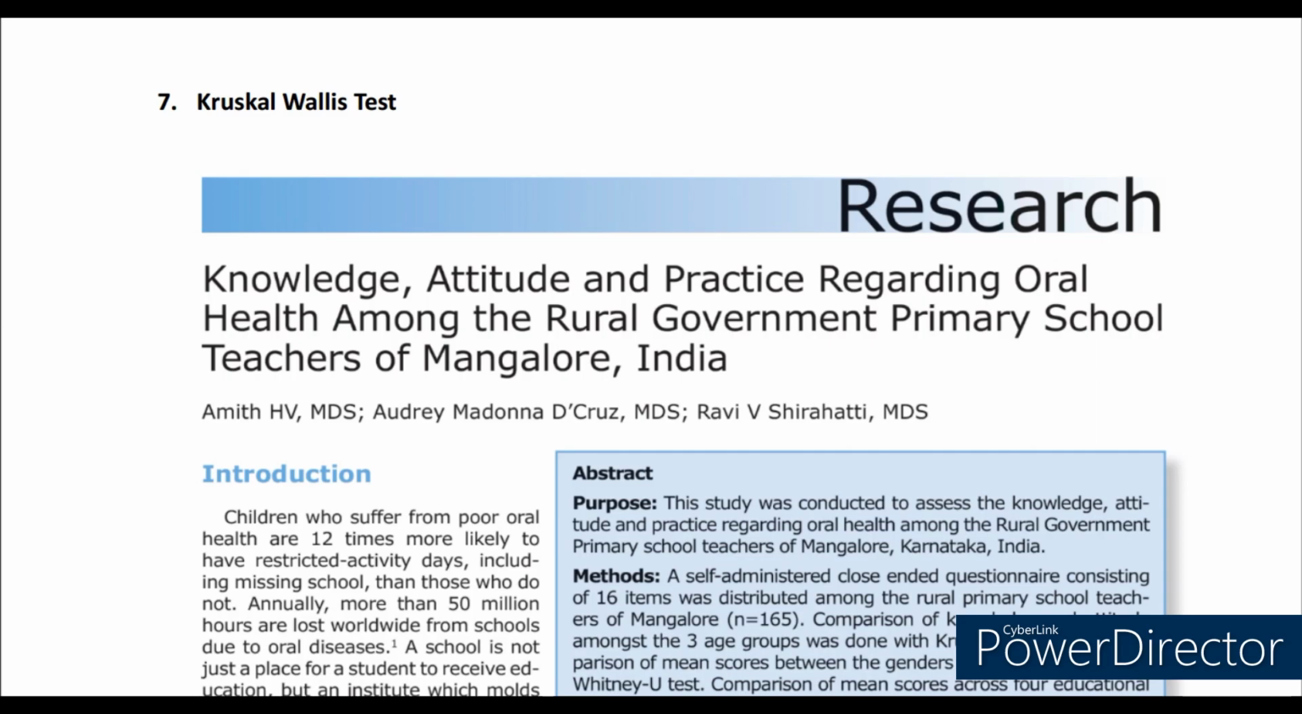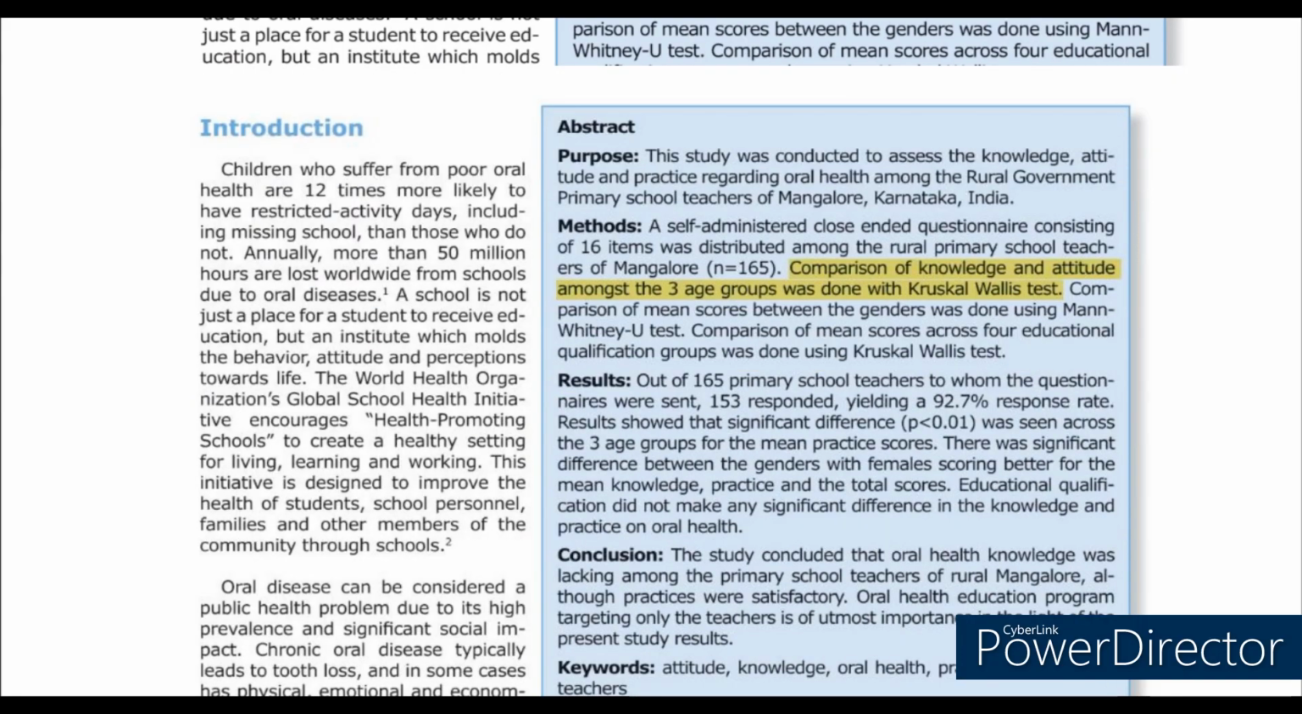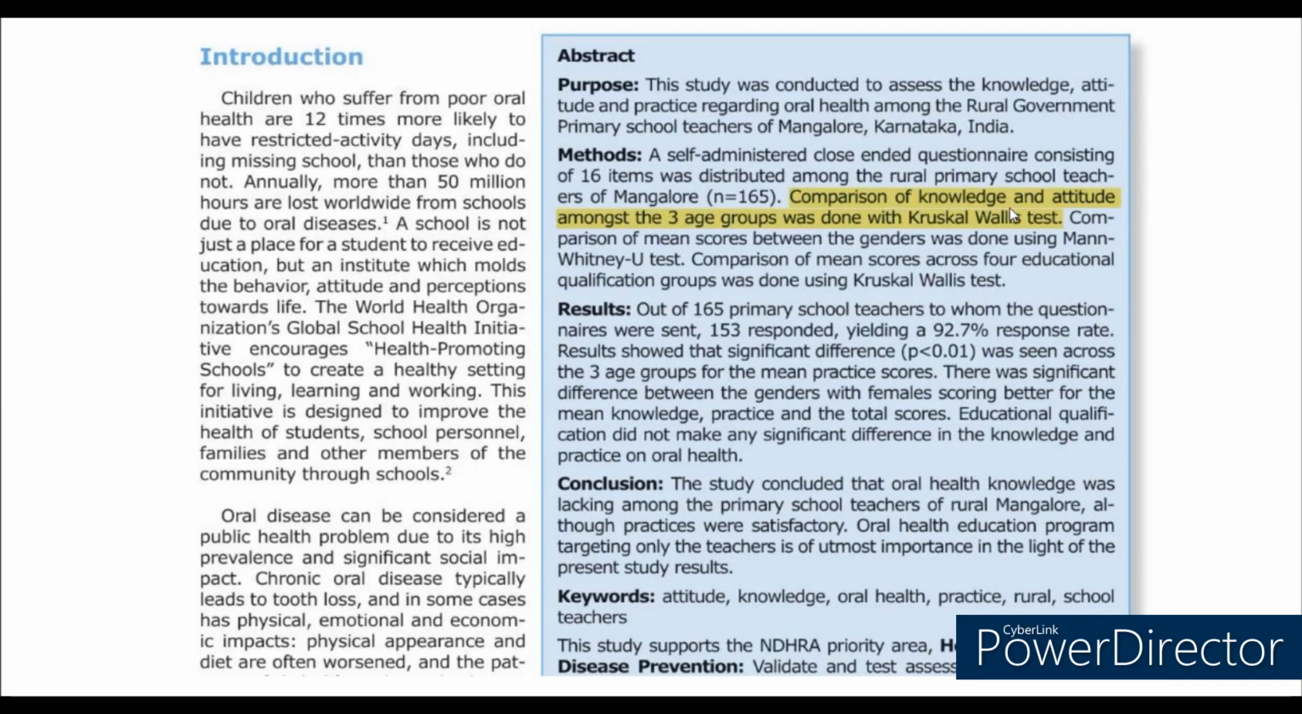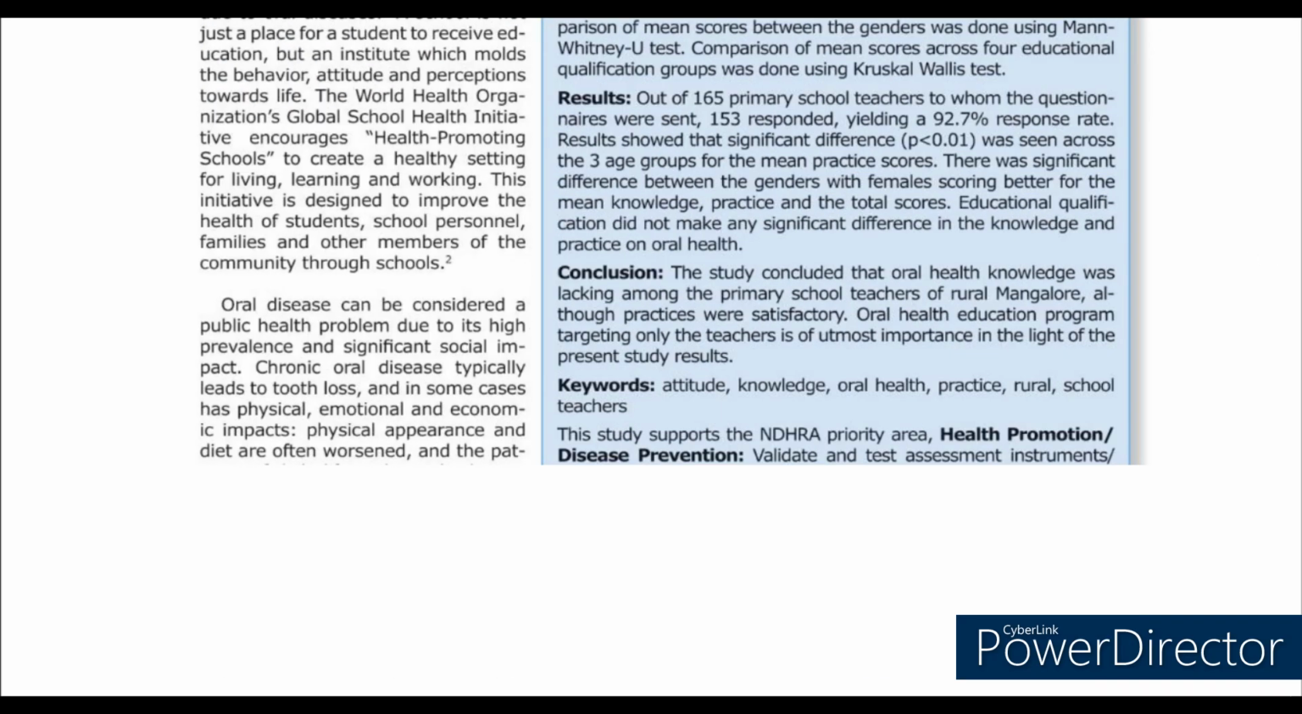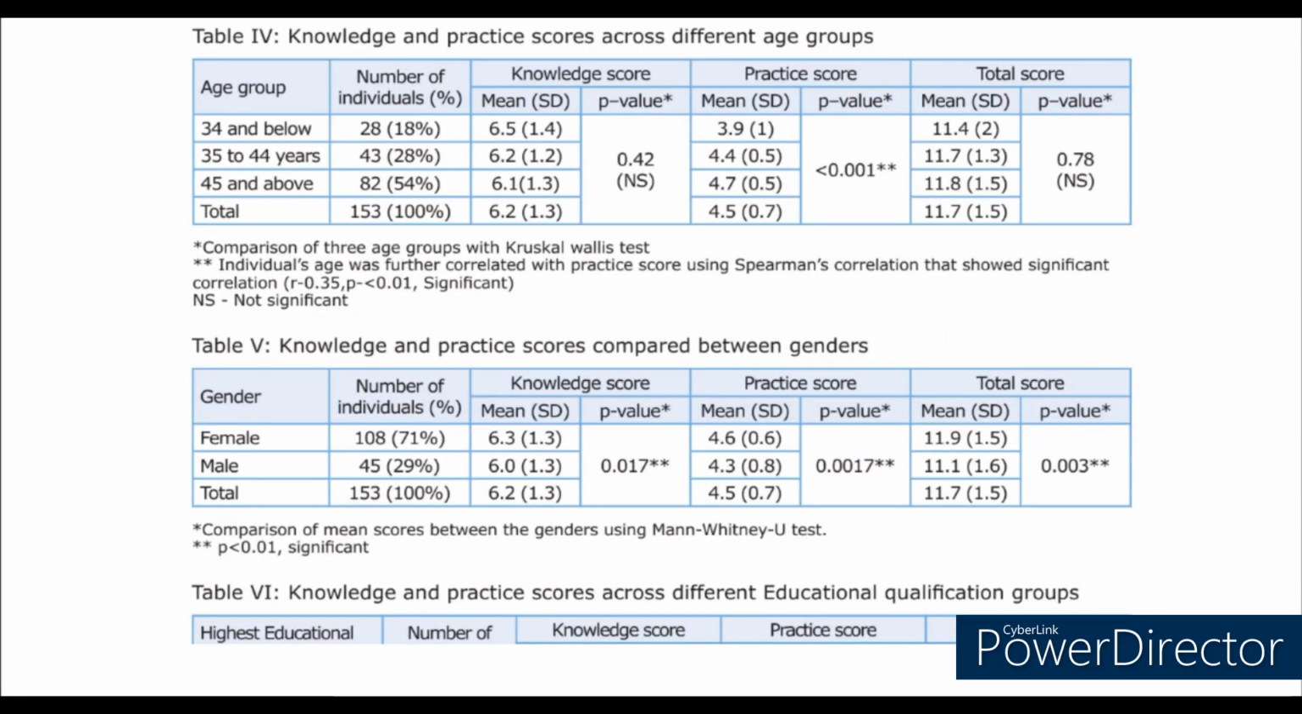So the title is Knowledge, Attitude and Practice Regarding Oral Health Among the Rural Government Primary School Teachers of Mangalore. So now let's look at the abstract. In the method section, comparison of knowledge and attitude among the 3 age groups was done with Kruskal-Wallis test. Okay, so you can see the test results also. So in this case, you can look at the p-value. It is 0.017. So that means it is statistically significant.